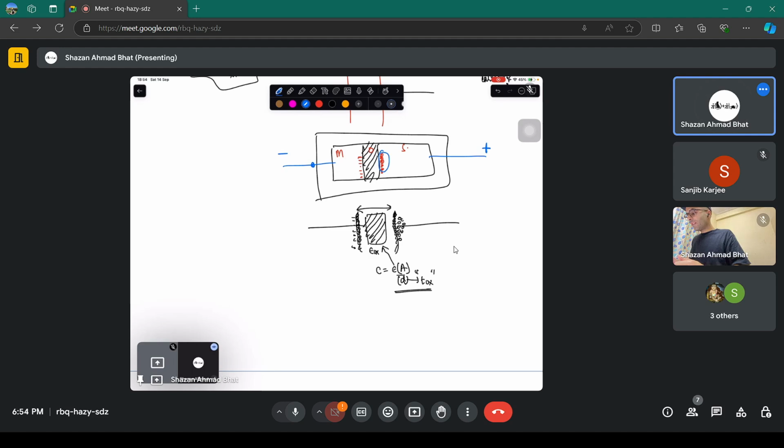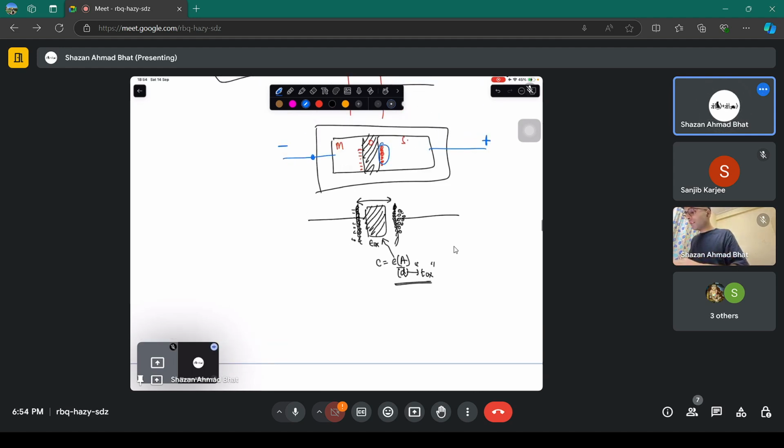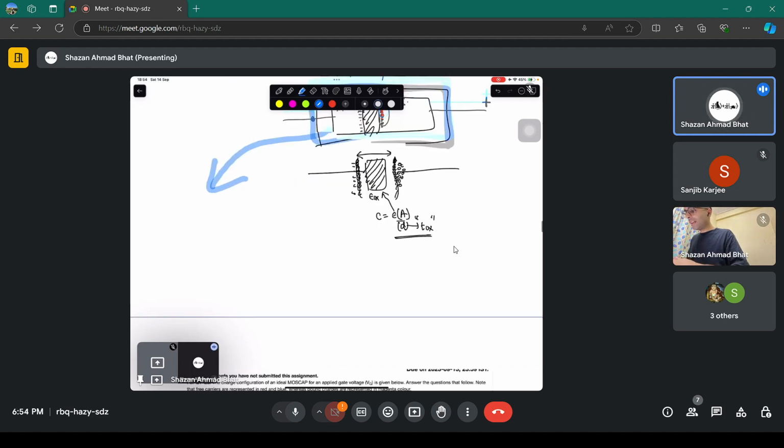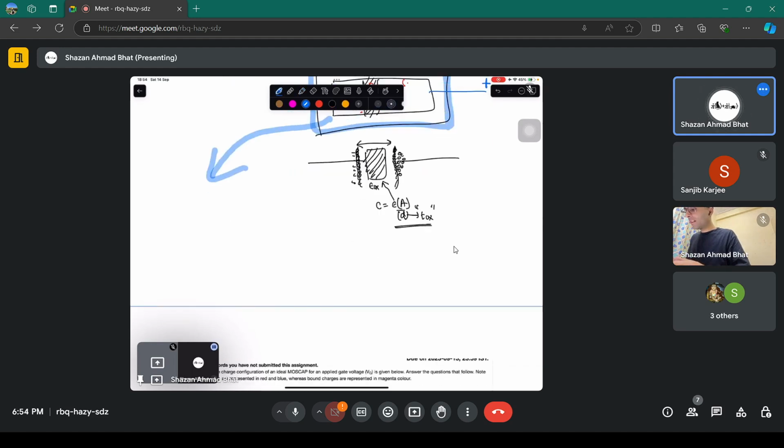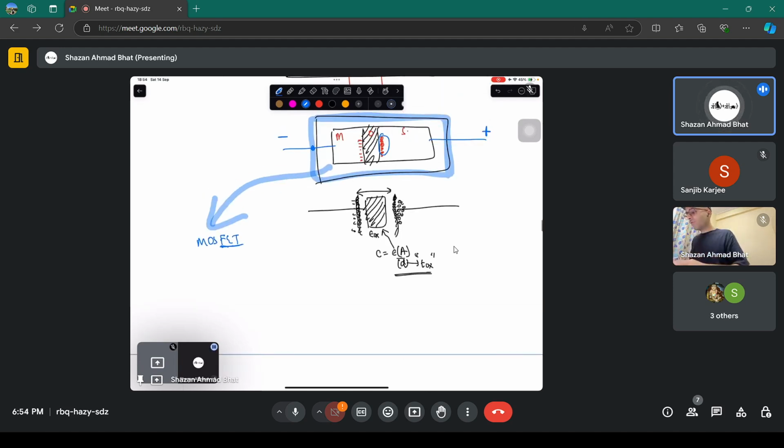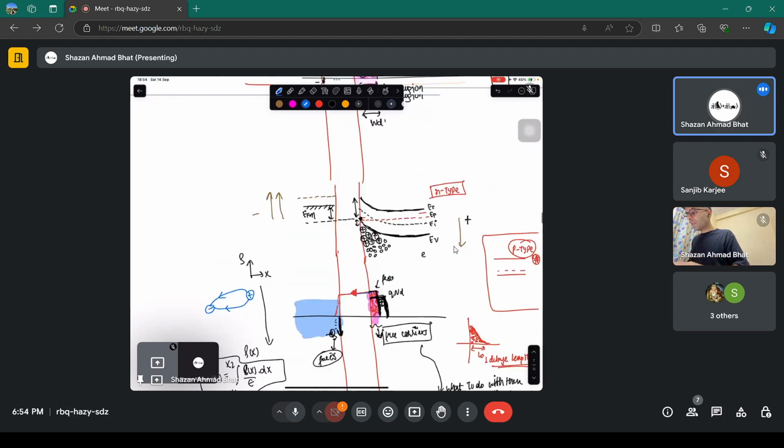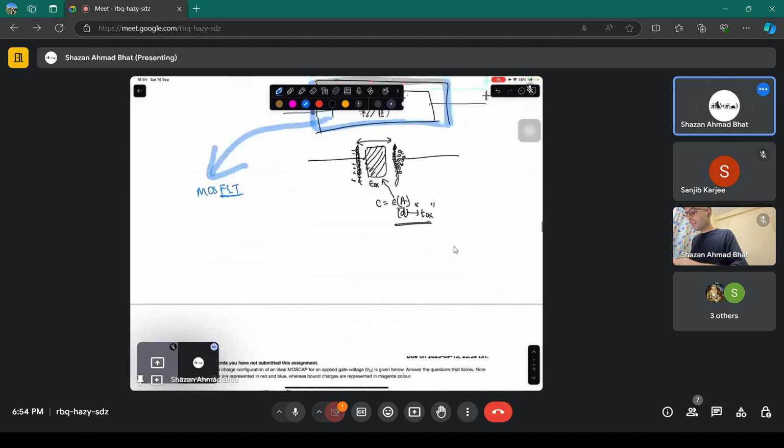Okay, now when you induced these charges, if you understood this particular system, you can simply go on and understand the full-fledged MOSFET, which is the metal oxide semiconductor field effect transistor. You just have to do one thing. You just have to connect a source and the drain.